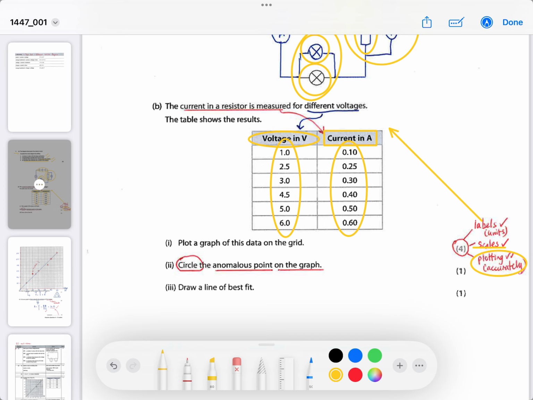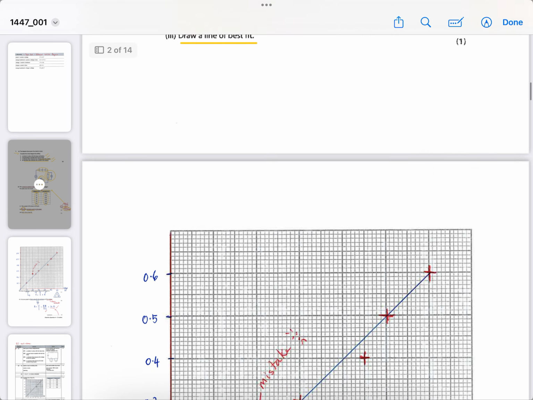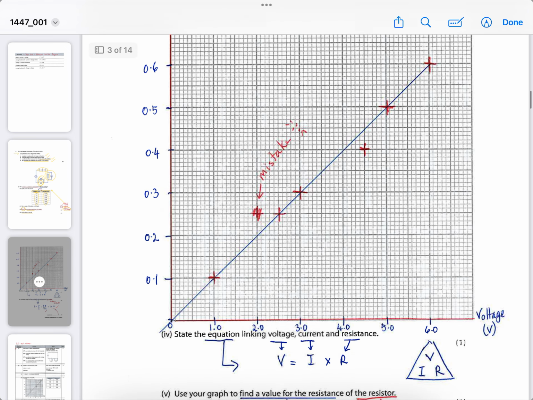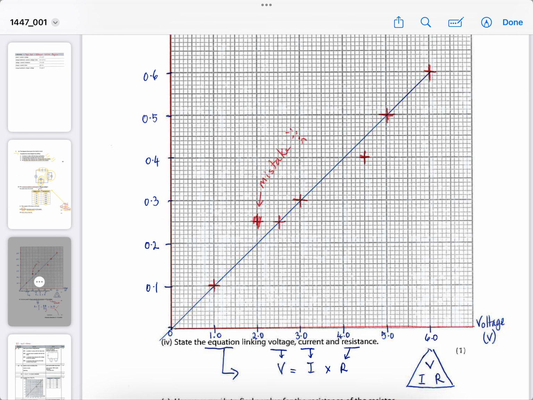Okay, now one of the pieces of data, it says, is an anomalous point on the graph. Your job is to circle the one that you think is anomalous. Anomalous means one that does not fit the pattern, okay? And that will be one that does not fit on the line of best fit, okay? And a line of best fit means you draw it with a ruler. Okay, so once you do that, you can see it will look something like this.